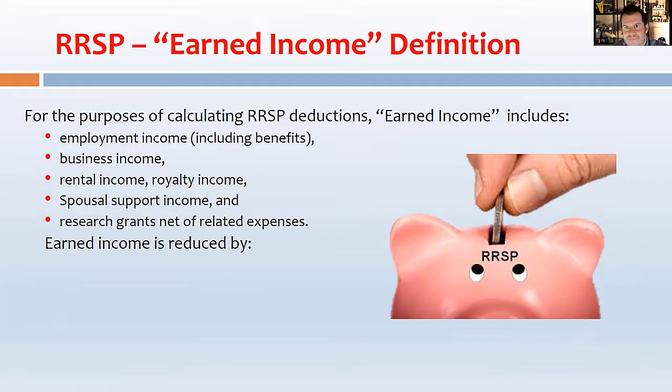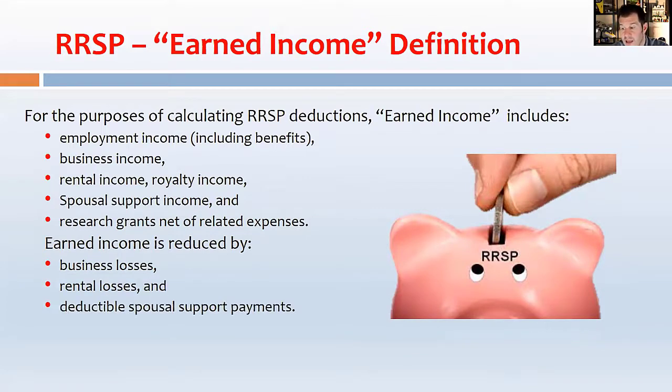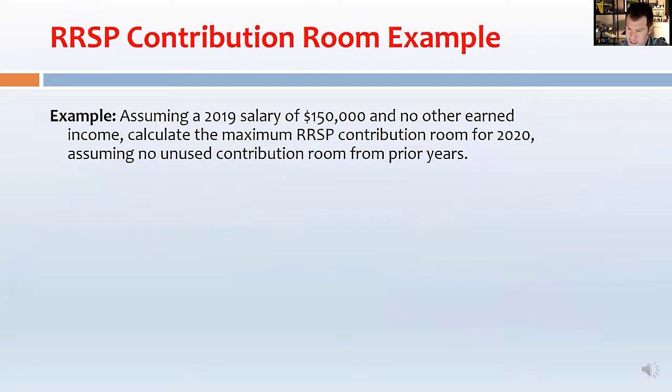So here it is. Earned income includes employment, all the taxable benefits as well, business income, rental income, any royalty income, spousal support income, and then research grants net of related expenses. You would also then deduct from earned income any business losses, any rental losses, and any deductible spousal support payments that you made, okay? So that's the earned income.